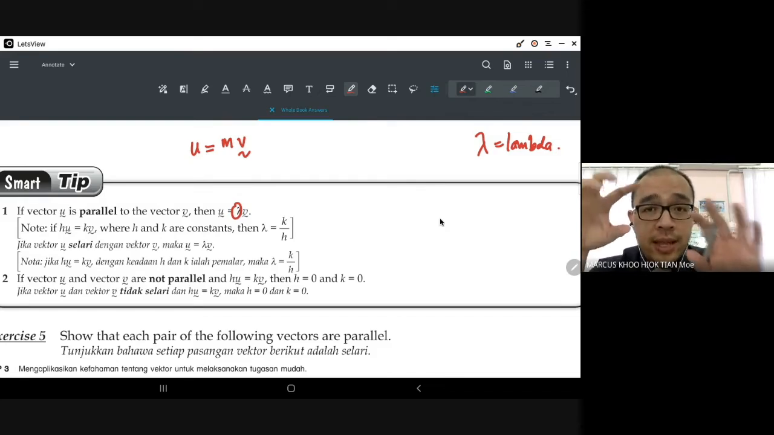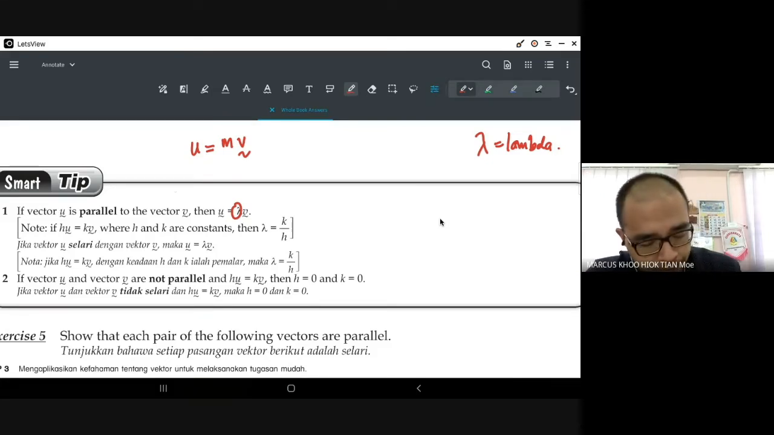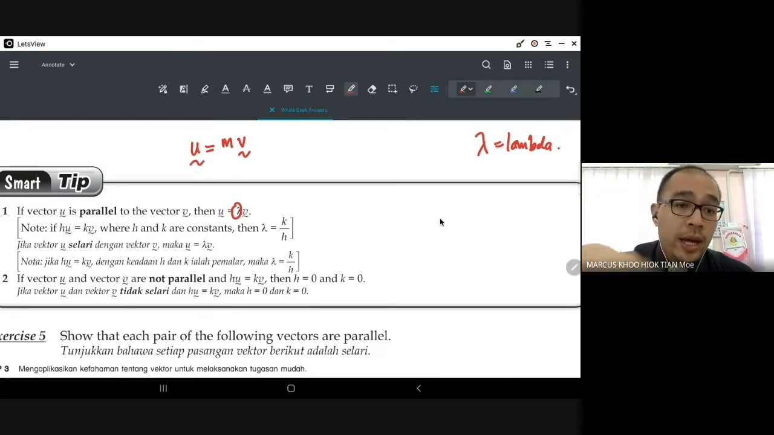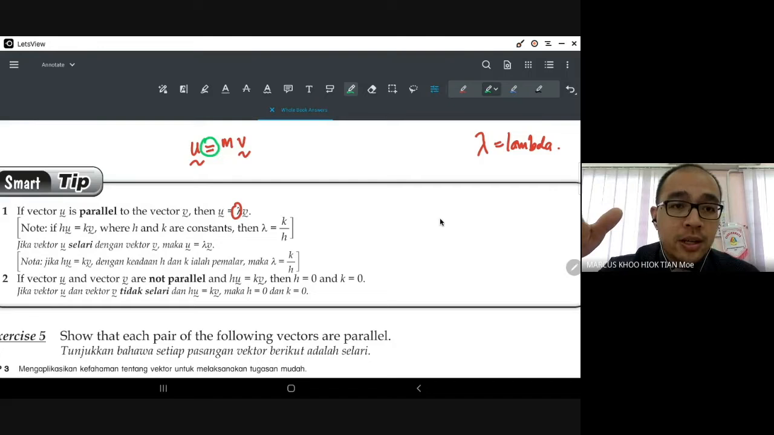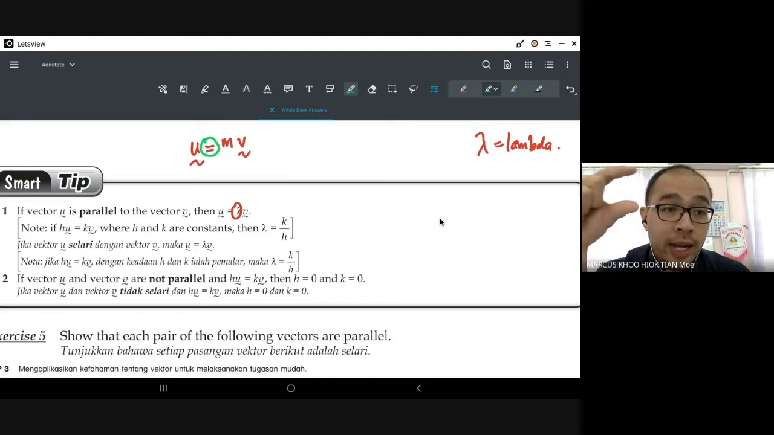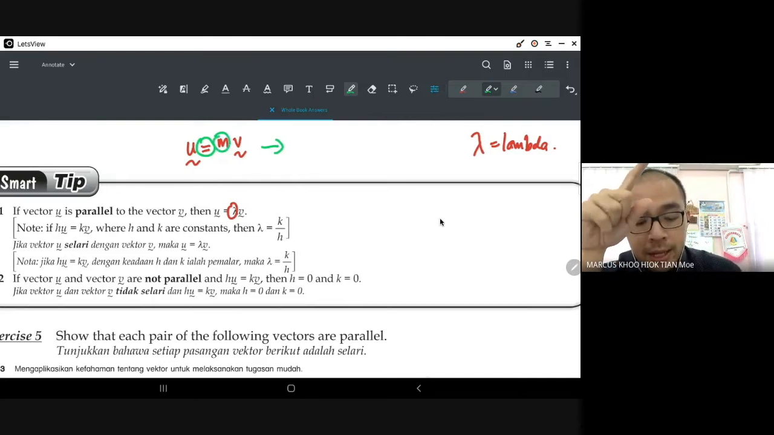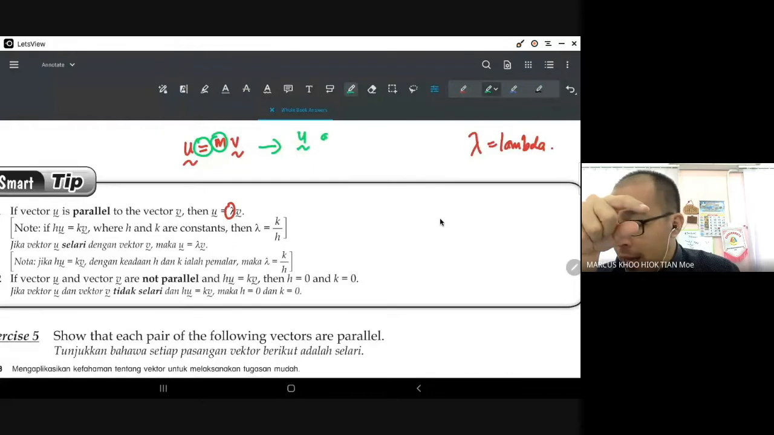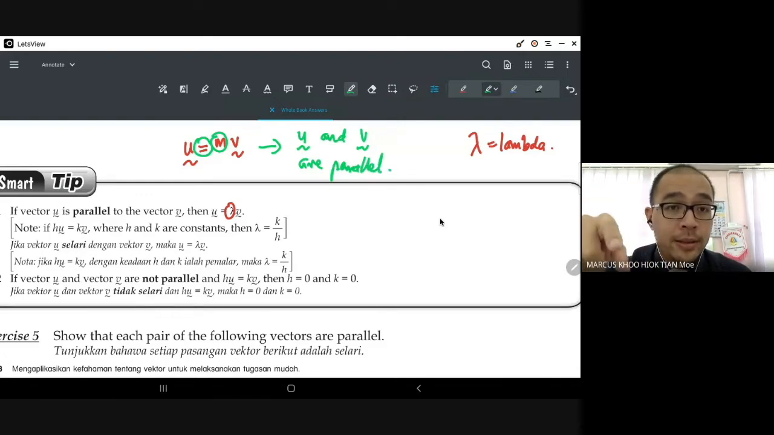It's a little bit difficult to type in the lambda, so I'm going to change it to letter m. Now, let's say I have vector u and vector v, and then I say that the vectors are equal. It's u equals v, but there is a number in between, m over there. Then I can say if there is a number m, then I can say that u and v are parallel. Okay, u and v are parallel.